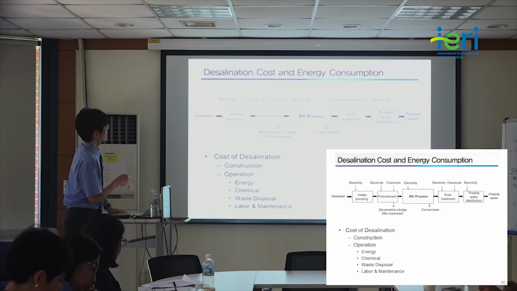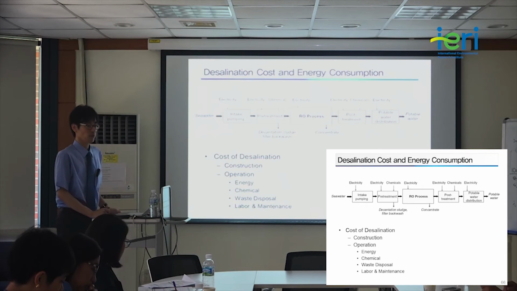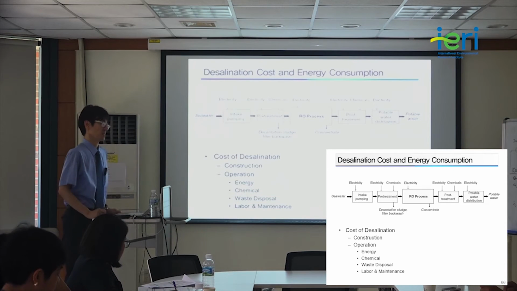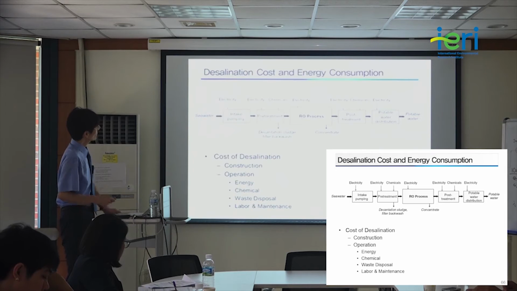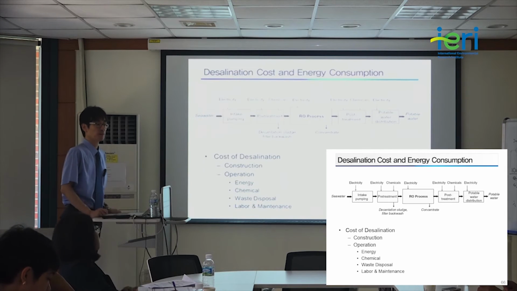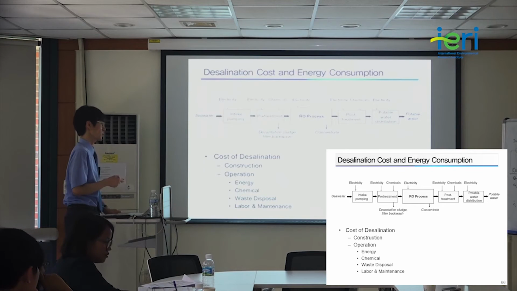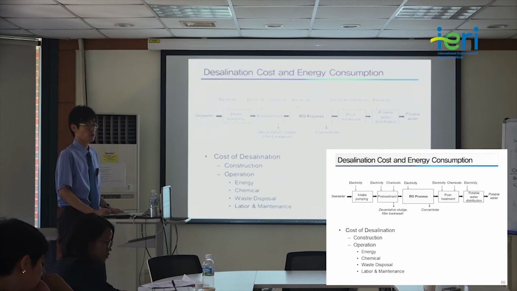So this is the general configuration of seawater desalination, as you know: intake, pre-treatment, reverse osmosis, post-treatment, and water distribution. And if you look at that, there are two types of cost factors. The first one is construction, and the second part is operation.